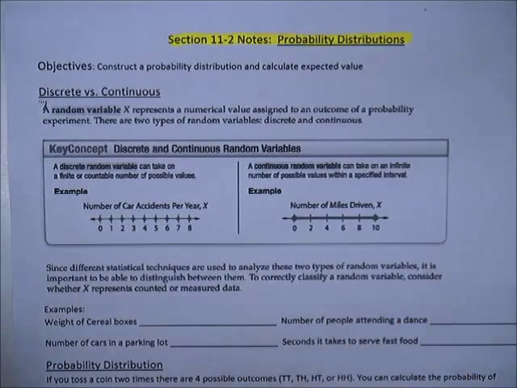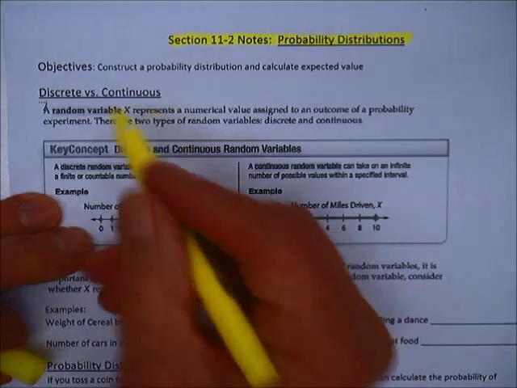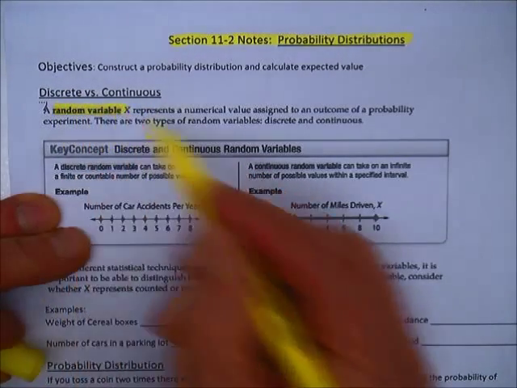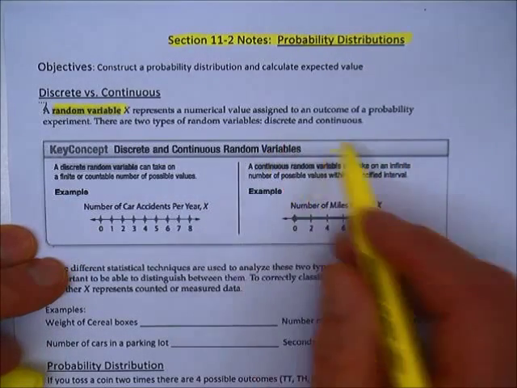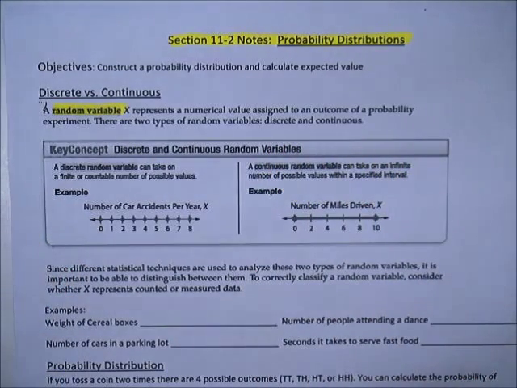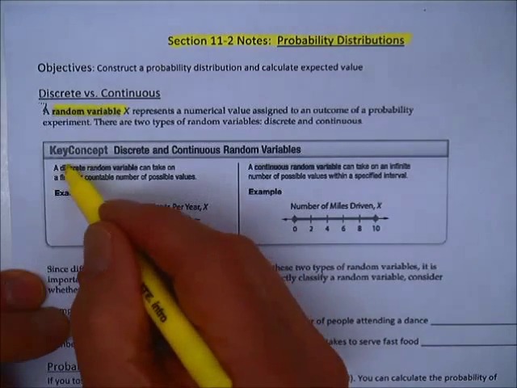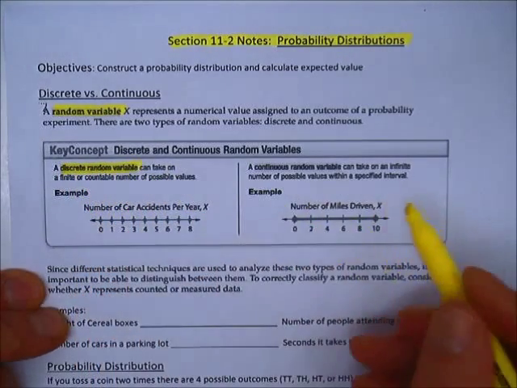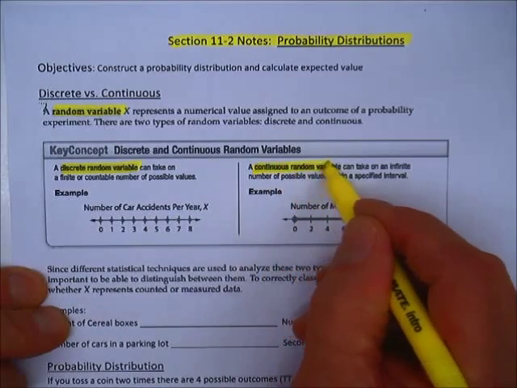Okay, we have to look at the two different kinds of variables. We have two different kinds. One is if we have a random variable x, it represents a numerical value assigned to the outcome of a probability experiment. The two types that we have are either a discrete random variable or a continuous random variable.